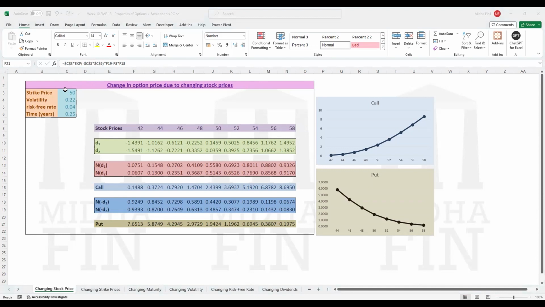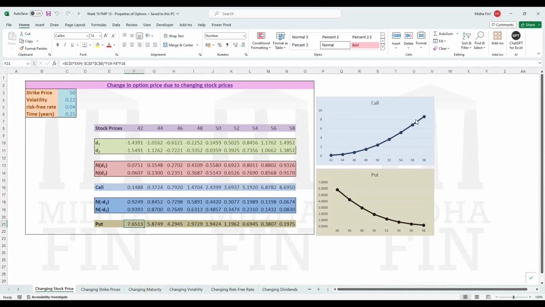Now, there are certain specifications here on the top. You can see strike price is there, 50, volatility is there, risk-free rate is defined, and time to maturity 0.25 years, that's 3 months. Now, this graph on the right-hand side that you see on the top is the plot of change in the option price with changing underlying asset price. So here you see there are different stock prices on the x-axis, and on the y-axis you have the call option prices.